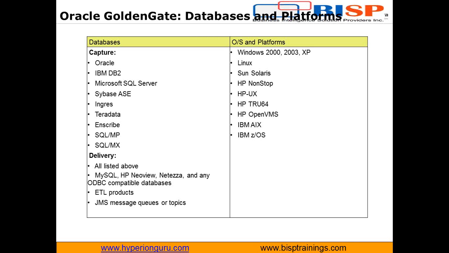Again, another thing, Goldengate works on heterogeneous platforms. So your source database could be on Windows, your target could be on non-Windows. Your source could be on Linux, your target could be on Unix. Goldengate will replicate the data. However, with Data Guard, again the issue is that your source and target should be on the same platform. So if your source is on Windows, your target should be on Windows as well.